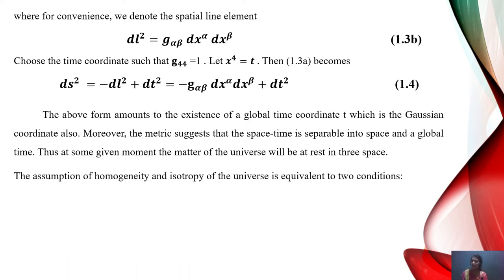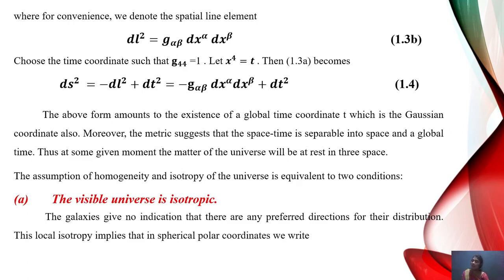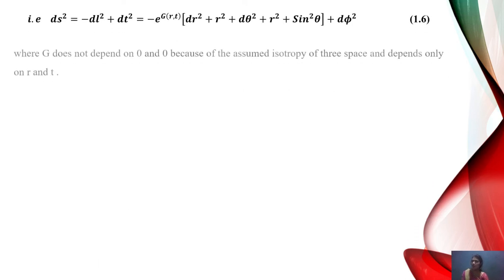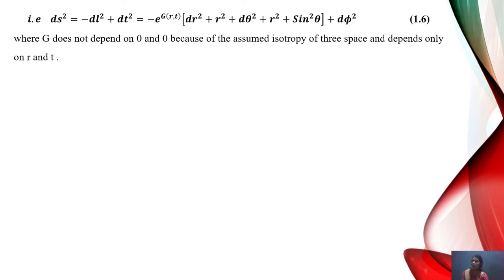The assumption of homogeneity and isotropy of the universe is equivalent to two conditions. First, the visible universe is isotropic. The galaxies give no indication that there are any preferred directions. This local isotropy implies that in spherical polar coordinates we write the equation in this form, given as equation 1.5. All this considers ds squared equals minus dl squared plus dt squared.